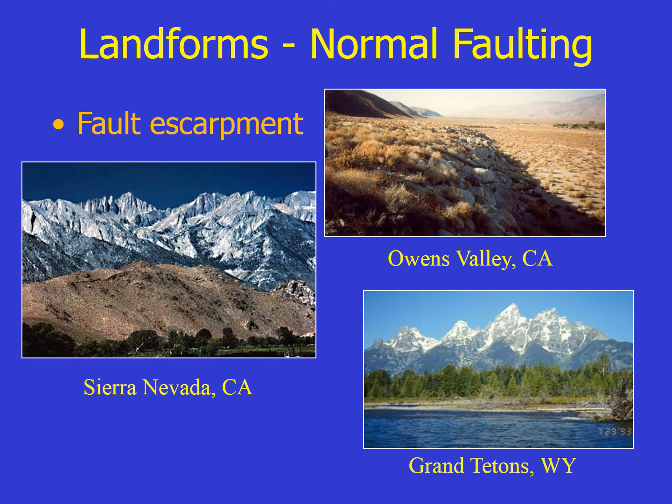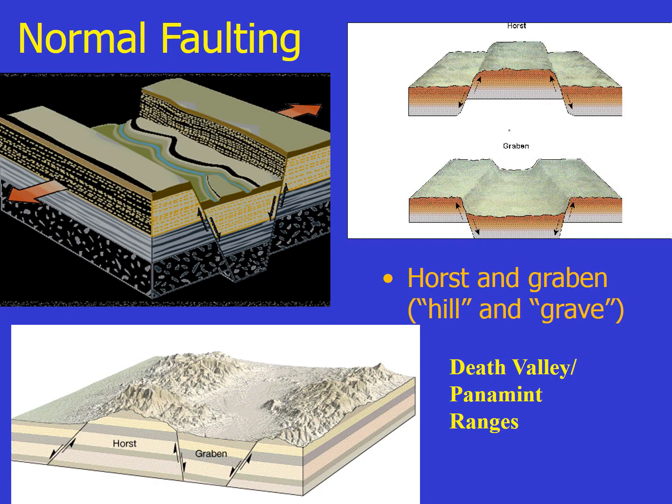So here are some landforms which occur due to the normal fault. Here are some examples: Sierra Nevada, then Owens Valley, then Grand Tetons. Then normal fault, you can see the direction of the arrows again.